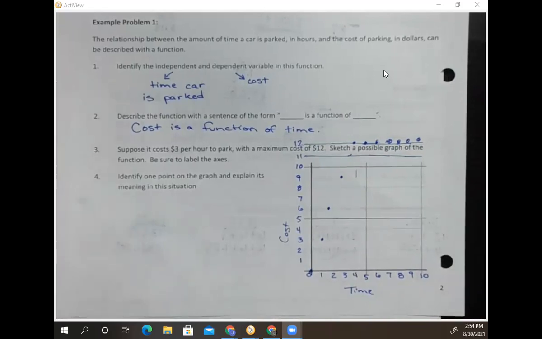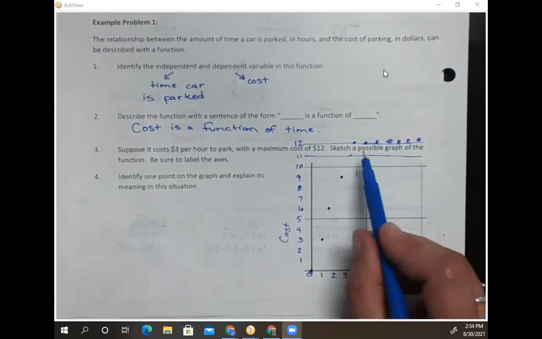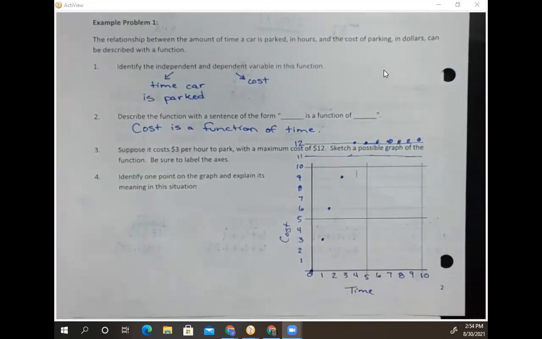This is a function because for any particular number of hours, I can tell you with no uncertainty exactly how much you will need to pay. So if you're going to park there for 11 hours, I can tell you with 100% certainty that it's going to cost you $12. So there's a bunch of times that will cost you $12.